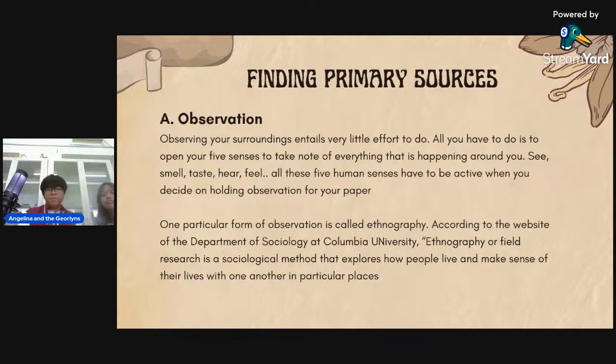One particular observation is called ethnography. According to the... we're not reading that.